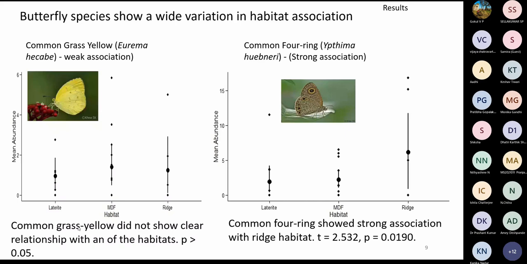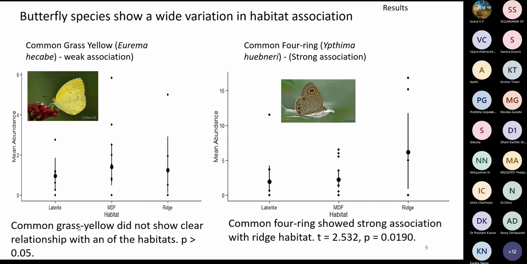Yeah, so I was just saying that these 2 different species were distributed quite differently in the 2 habitats. The common grass yellow was found in similar abundances in all habitats, but the common four-ring was found in much higher densities in the ridge grassland habitat. And we speculate that this pattern is because of the nectar and the host plants of these butterflies. Host plants are the plants on which these butterflies lay their eggs.